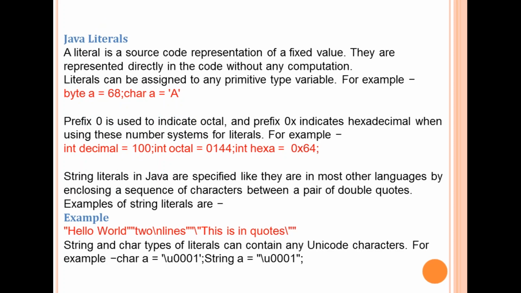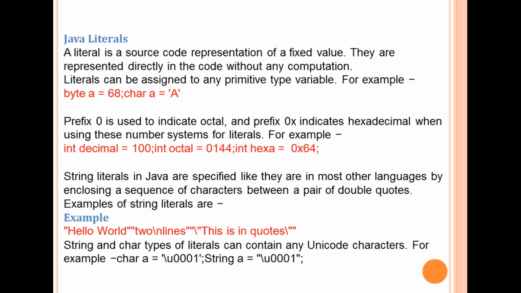Java literals. A literal is a source code representation of a fixed value. They are represented directly in the code without any computation. Literals can be assigned to any primitive type variable. For example, byte a equals 68, char a equals 'A'.